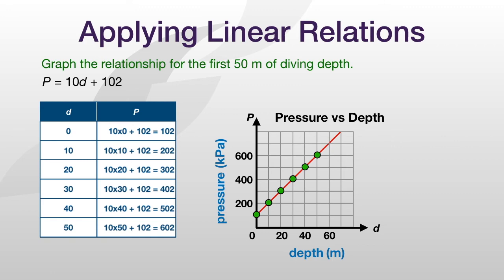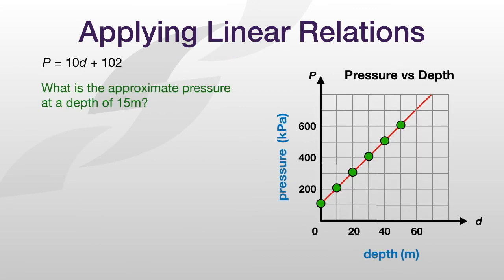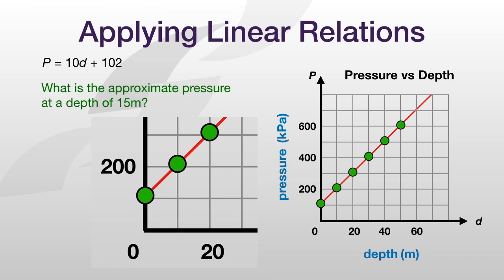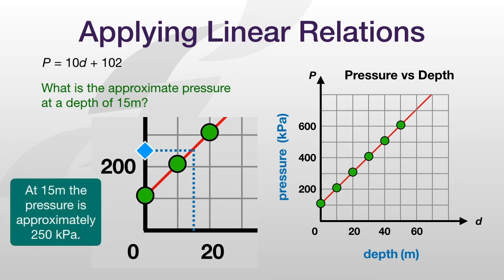Now that we have a graph, we can use the graph to solve other problems. For example, what is the approximate pressure at a depth of 15 meters? Let's zoom in to this part of the graph. First, mark where a depth of 15 meters is. Next, draw a line vertically until it hits the graph of the linear relation. From this point, draw a line horizontally to hit the vertical axis. On the vertical axis, this is approximately a value of 250.